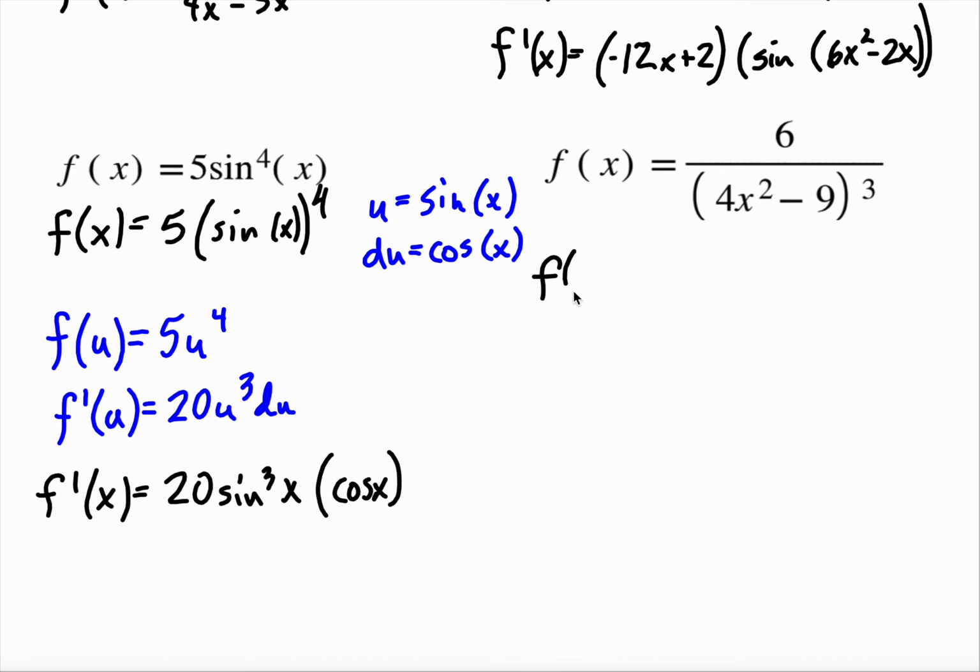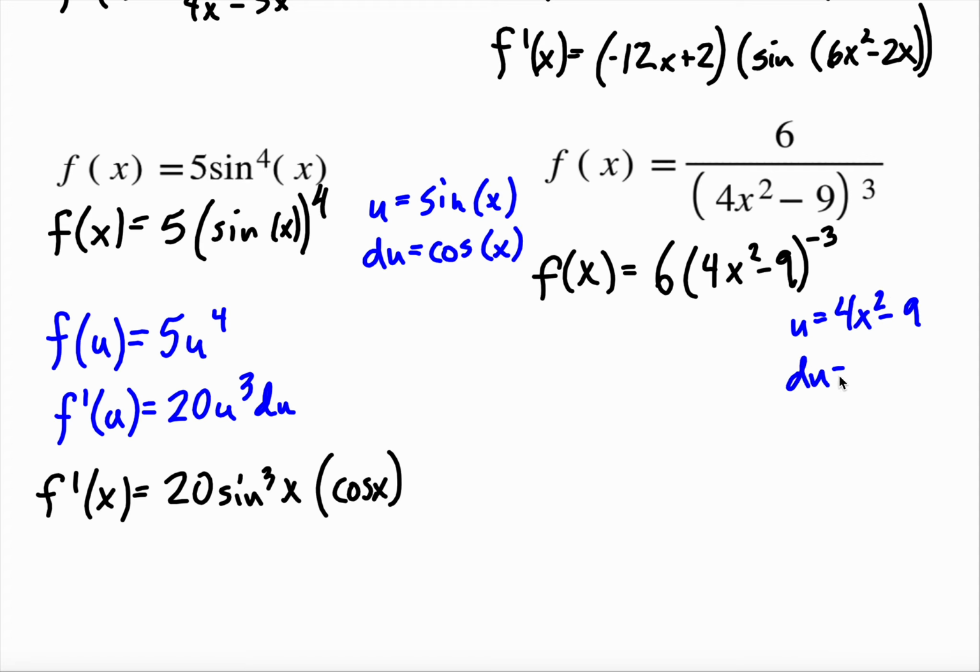Okay, last one. Let's look at this. So we got 6, and we have this written here in the denominator. You could use the quotient rule, but I think it's almost easier to just use the chain rule, and you just make the 3 negative here. So again, my u is going to be 4x squared minus 9, and my du is going to be 8x.